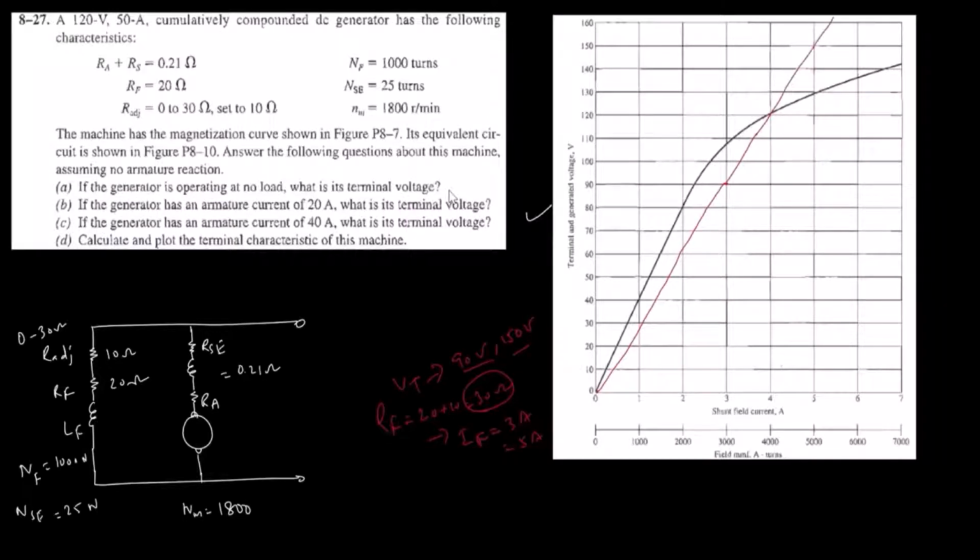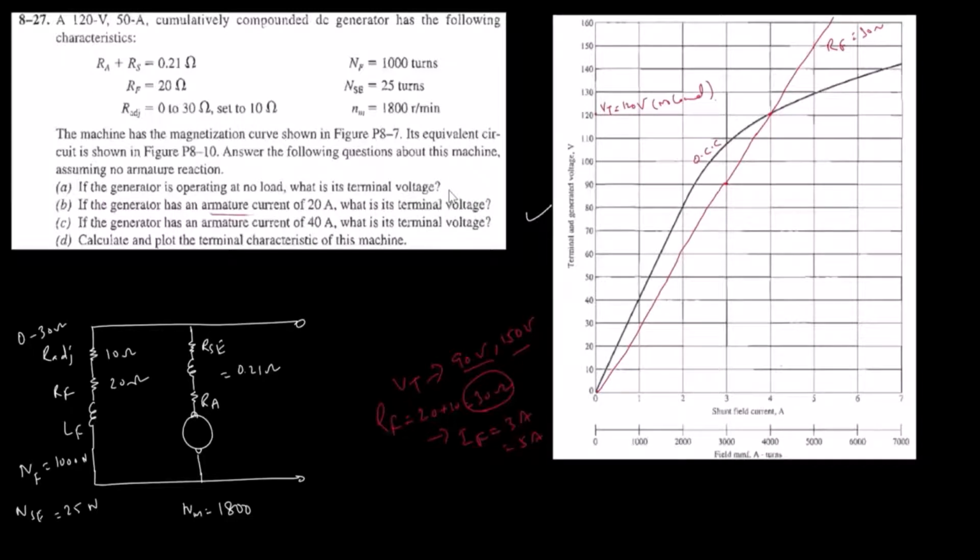Okay, I hope I have drawn correctly, right? So again it is joining the OCC line and the RF line. RF is equal to 30 ohms. They are intersecting at VT equal to 120 volts at no load, right? Straightforward.